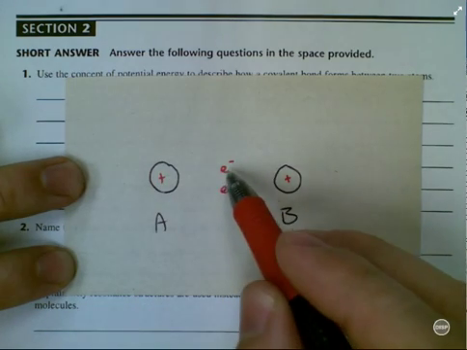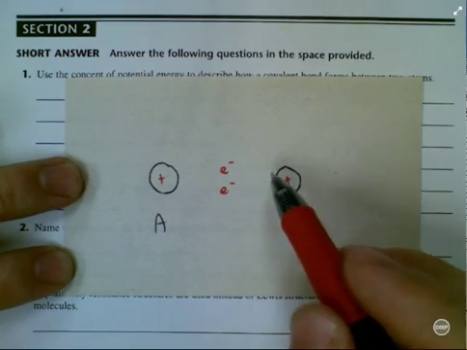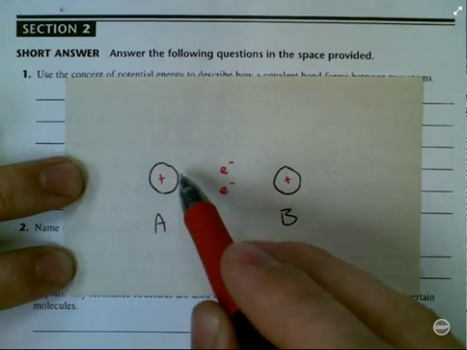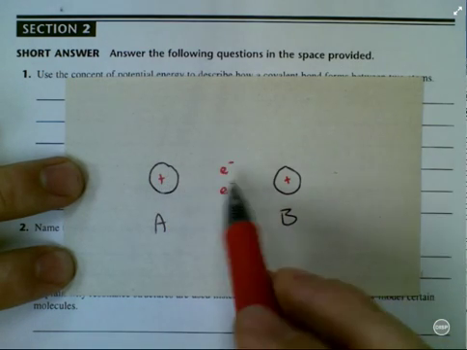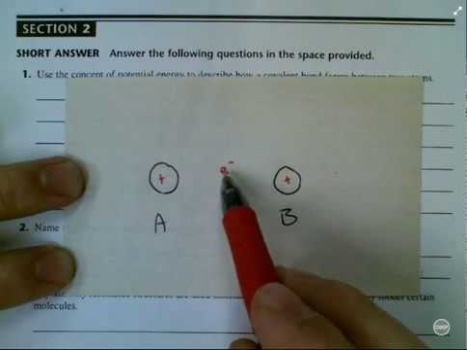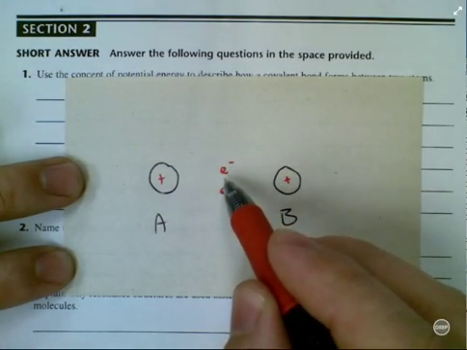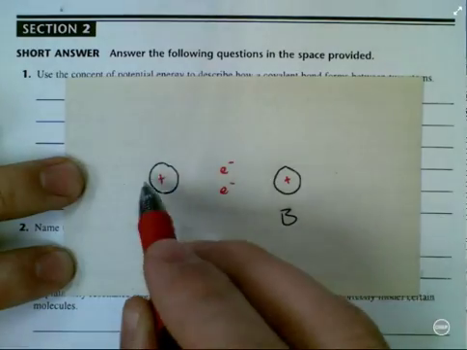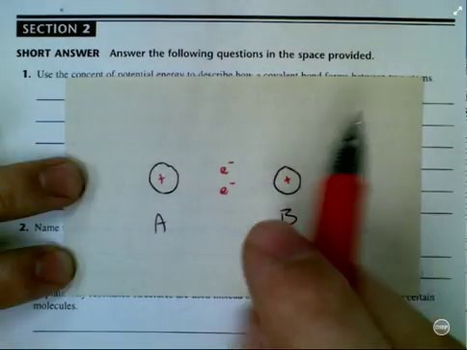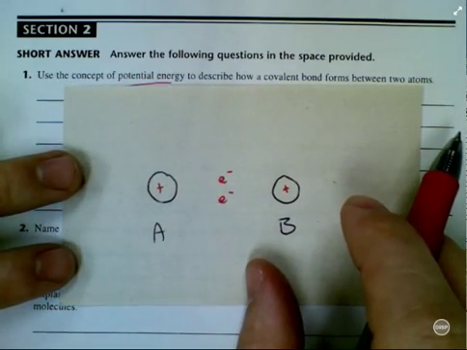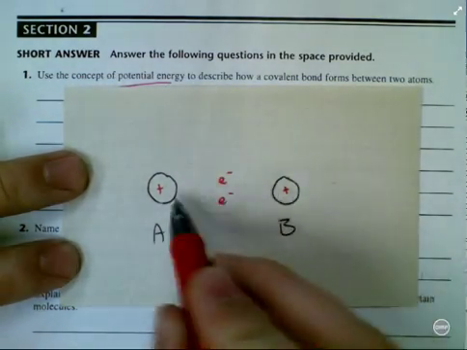Now, one of these electrons is being donated from atom A, one of these electrons is being donated from atom B. But we still have these general electrostatic forces. We have the positively charged nuclei being attracted to the negatively charged electrons. Now, that's always going to be the case. But we also have these negatively charged electrons repelling each other, and we have these positively charged nuclei repelling each other.